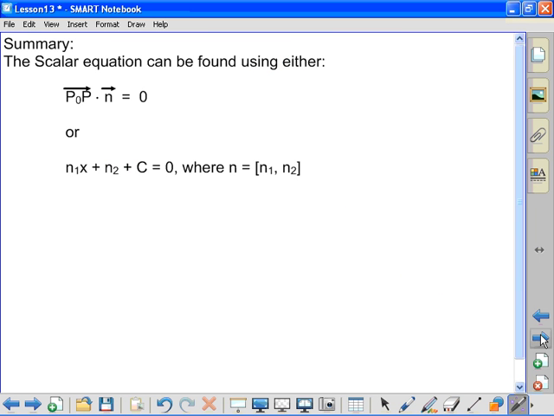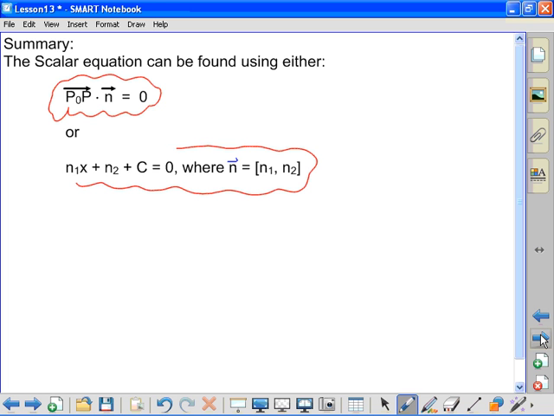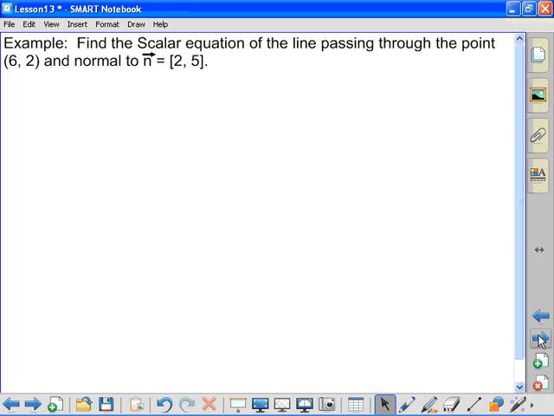So here's your summary. If you look on your next slide, the scalar equation can be found using two forms. You can do exactly what I just did, and I have some people that do this all the time, or I have some people that do the second process. So it's an either or. You don't have to use both. You don't have to know how to use both, and I'll demonstrate each in the next example, and you make the decision as to which way you prefer. All right. So here's the example.